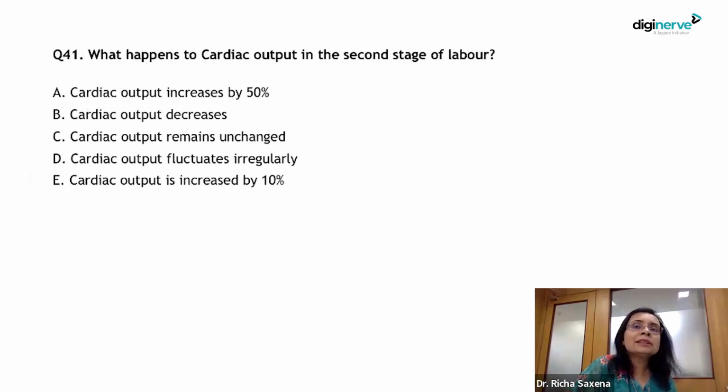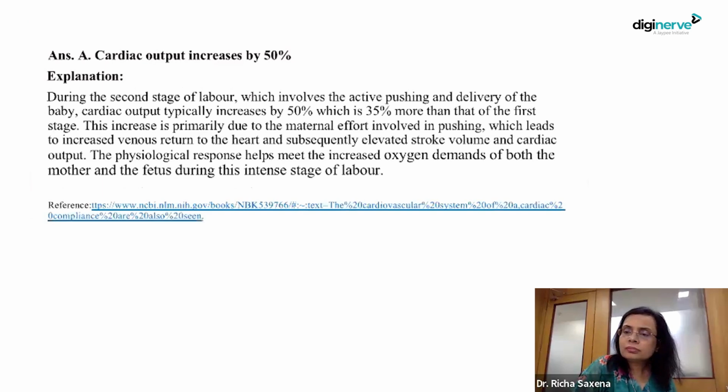It further increases because the second stage of labor involves pushing. So that causes the increase in cardiac output further. By how much? Nearly by 50%. In the first stage, the cardiac output might increase only by 35%, but in the second stage, because of active pushing and delivery of the baby, the cardiac output may increase by as much as 50%.